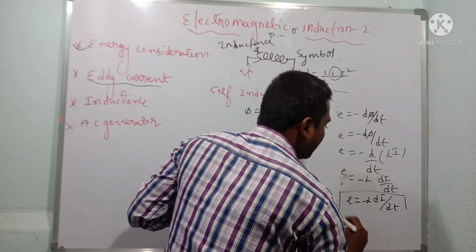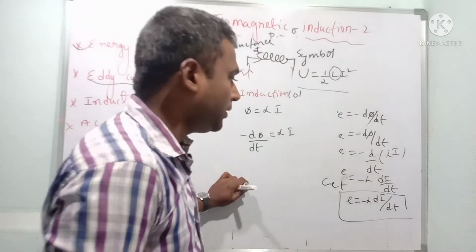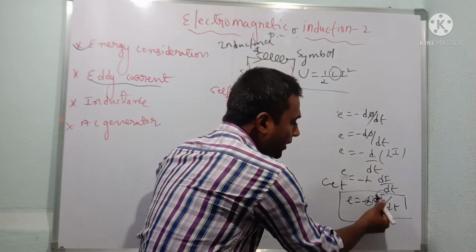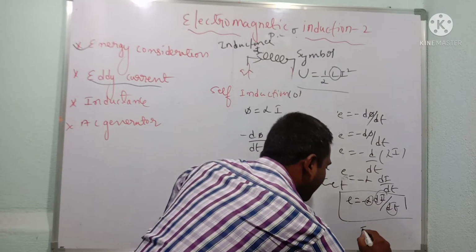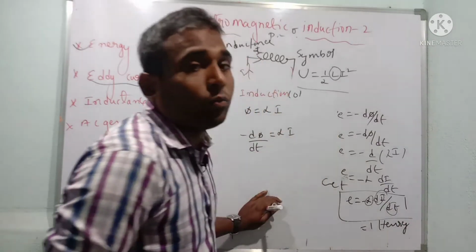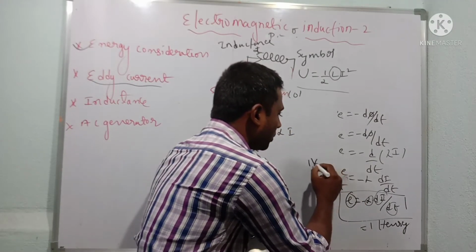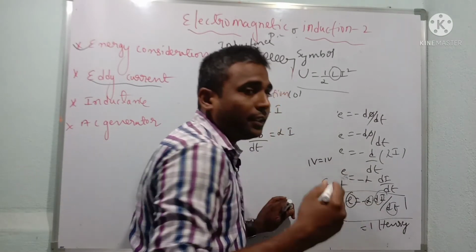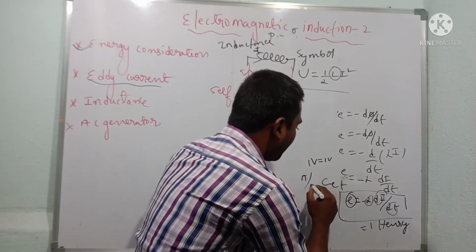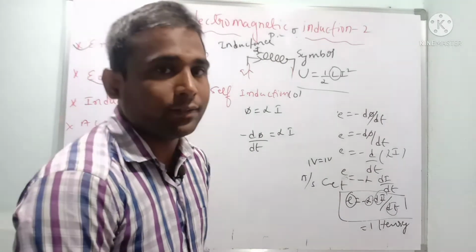So very important, students, in CET 100% you can expect the question: EMF is equal to minus L di by dt, and this is called 1 Henry. So when do we call 1 Henry? When the EMF is 1 volt, and 1 ampere of current has flown for 1 second, that is called 1 Henry.